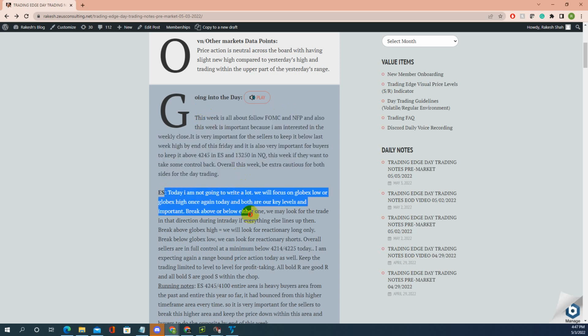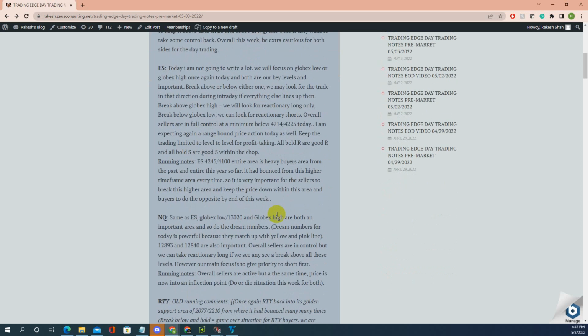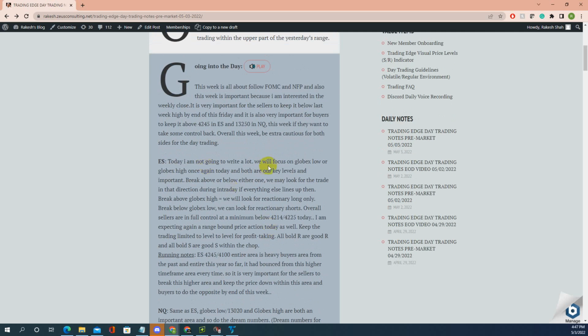Here I changed the wording today a little bit, but overall, we will focus on... did I change the labels today or anything? Hold on, let me see. Okay, so yes, it's the same thing. We will focus on Globex low, Globex high once again today.